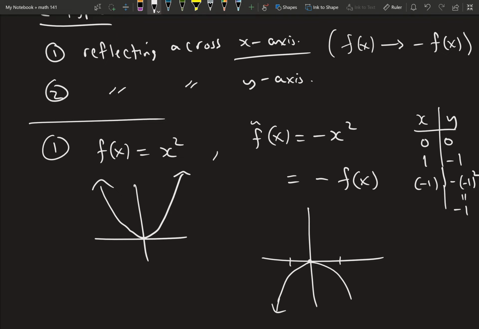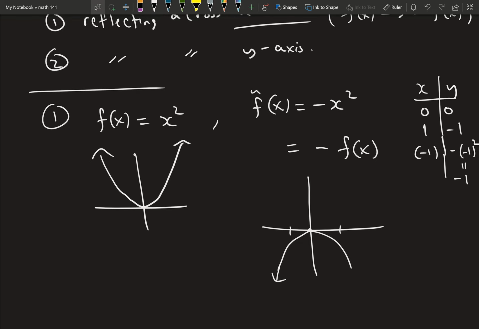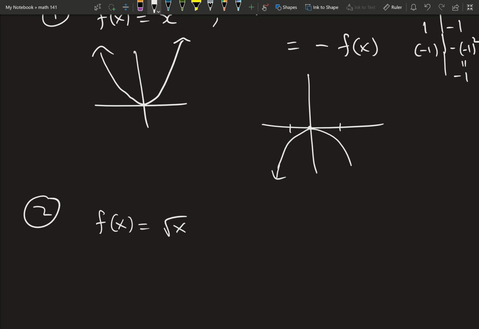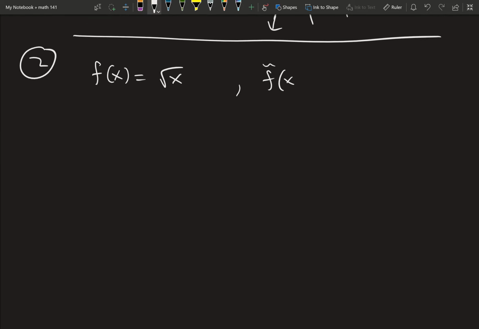Okay. So that's an example of that. Let's do the second type where we're going to reflect across the y-axis. So let's take f of x to be the square root of x, and f tilde to be the square root of negative x.